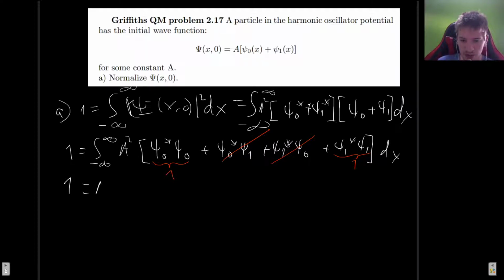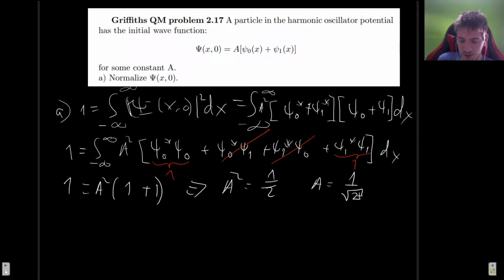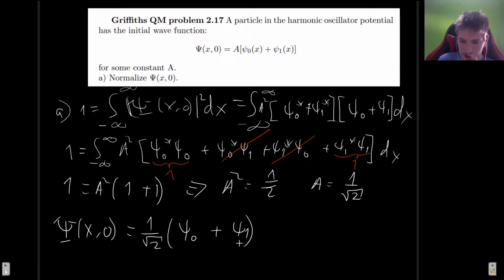So now when we integrate this, we get a squared times 1 plus 1. One comes from this first part, one comes from this, because when we integrate it, we get 1, they are normalized. So now we just solve for a squared, which is going to be 1 divided by 2, and so a is going to be 1 divided by the square root of 2. Okay, so our wave function psi of x comma 0 is going to be 1 divided by square root of 2 times psi0 plus psi1. Okay, so this is the first part.